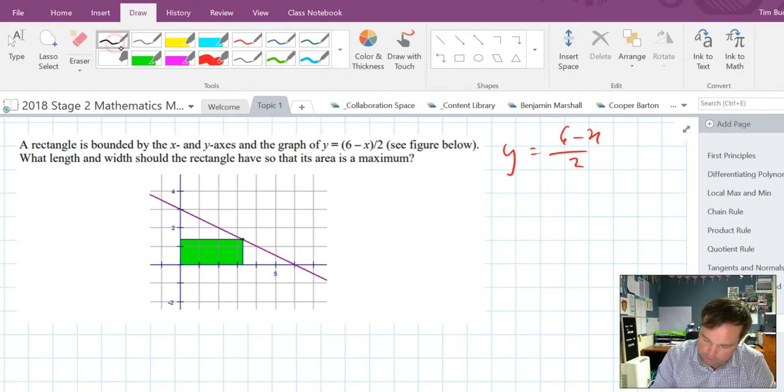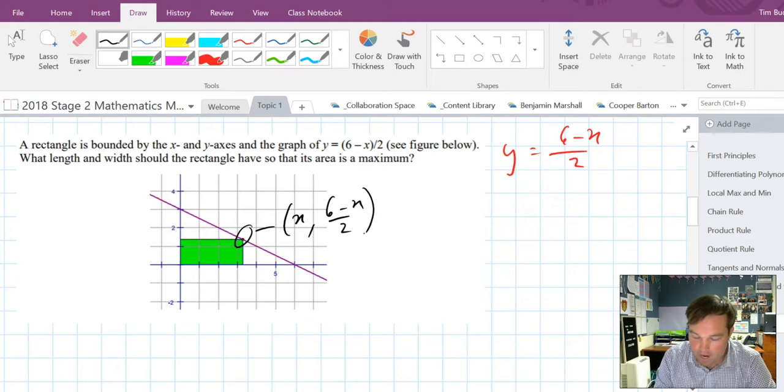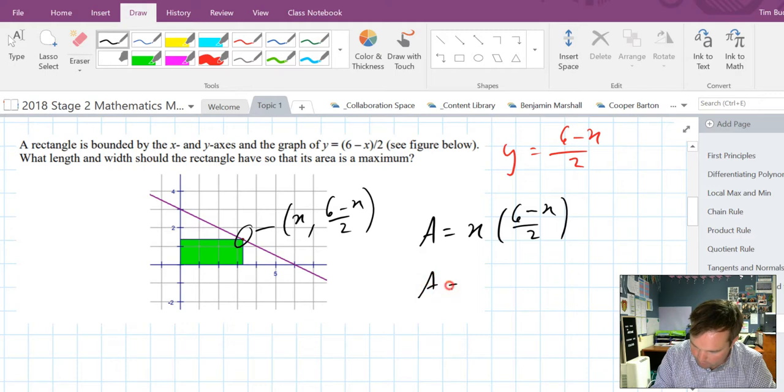I would start off by noting that the point on the line here would be x across, 6 take x on 2 up. And therefore the area of the rectangle is going to be equal to the length multiplied by the width, or the area is going to be equal to 6x take x squared on 2.